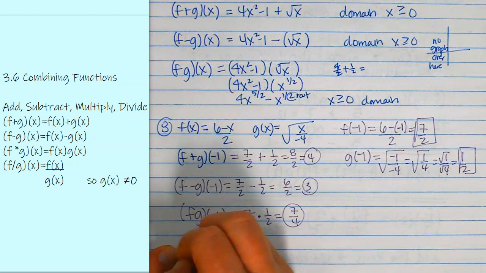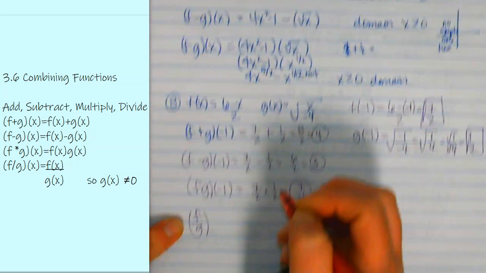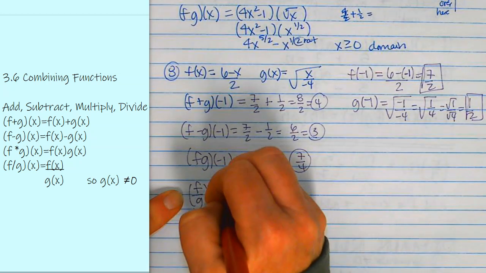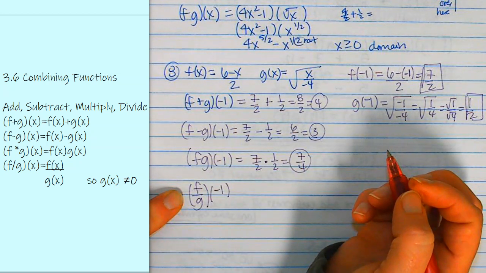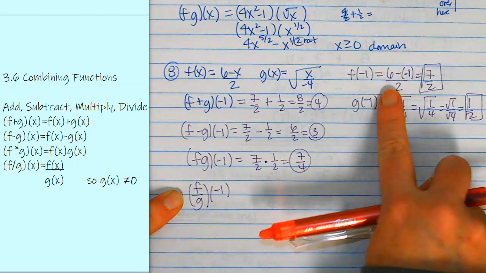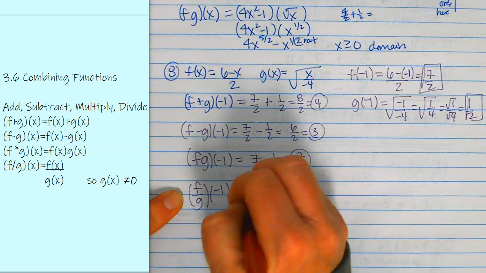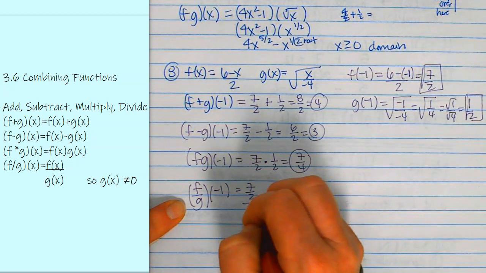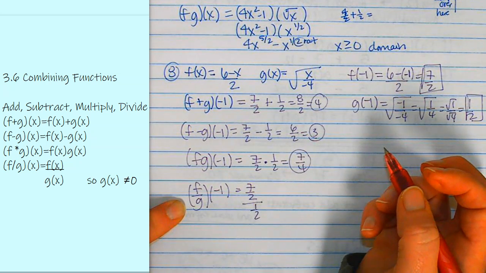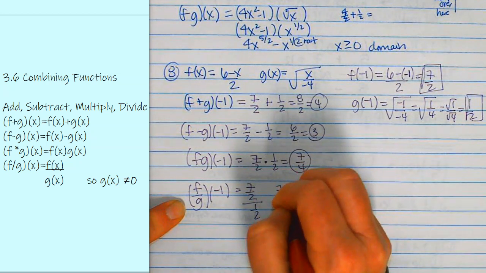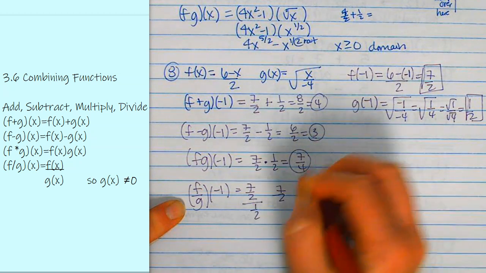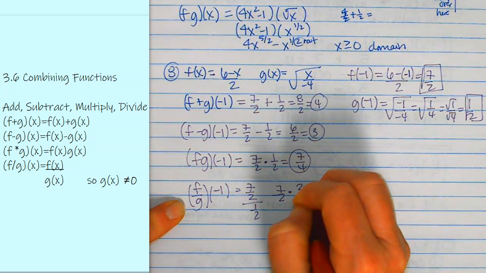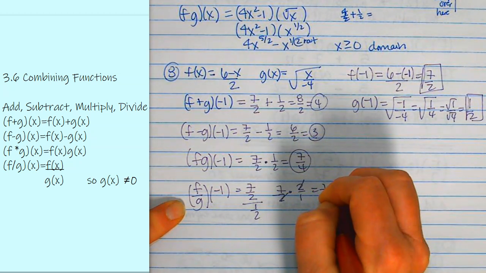And now we have f over g evaluated at -1. That means f of -1, 7/2, over g of -1, 1/2. The rule is with fractions, we keep the top. We change the bottom to be multiplication and flip it over. These cancel and we get 7.